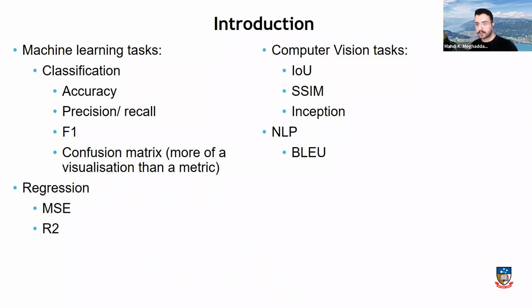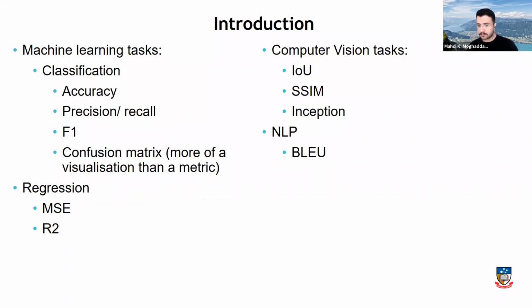If you're specifically working on computer vision tasks, such as image generation using GANs and those kinds of things, or you are doing object detection, segmentation, there's IOU, there's SSIM, inception score that we're going to talk about, and finally NLP. Precision and recall can still be used in NLP, as I suggested before, in some of the tasks, but there's a more dedicated metric that is used in NLP called BLEU.